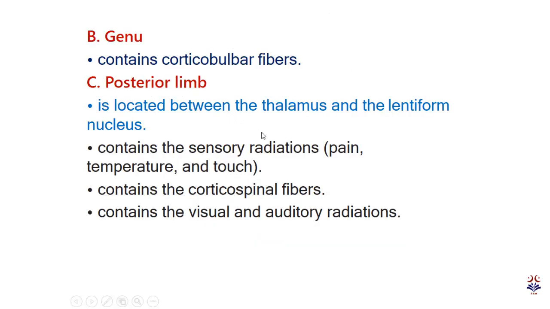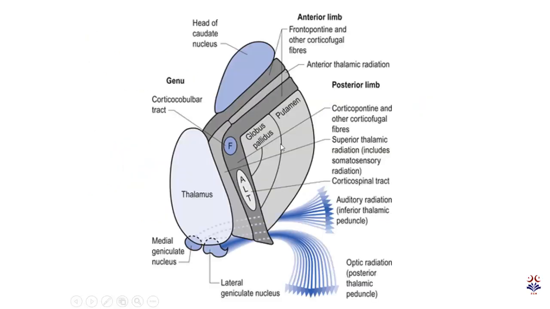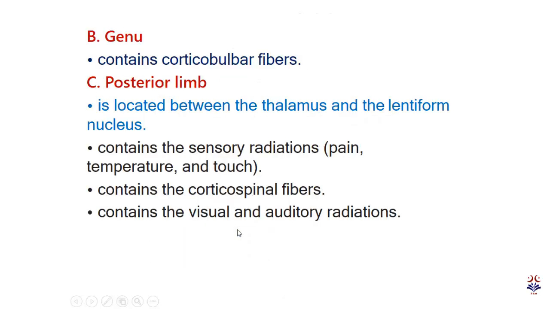If we see the location of the posterior limb, it is located between the thalamus and the lentiform nucleus. Here we see the thalamus, and this is the lentiform nucleus, and in between these two is the posterior limb of the internal capsule. It contains mainly sensory fibers for sensory radiation. These are general sensations: pain, temperature, touch. It also contains descending motor fibers, corticospinal fibers, and special senses fibers, which are visual and auditory radiations.